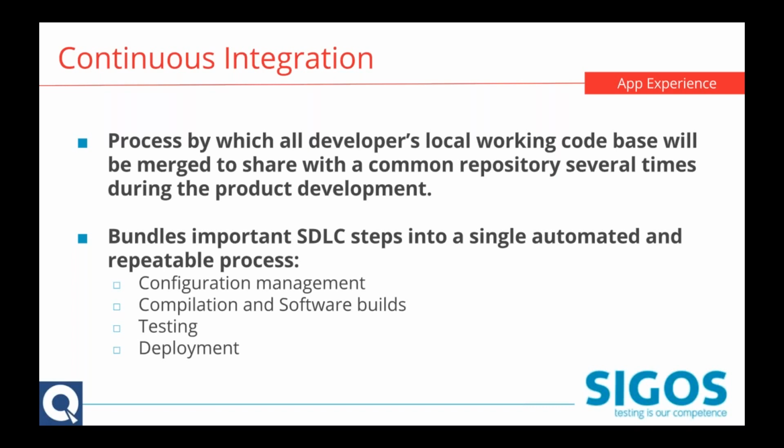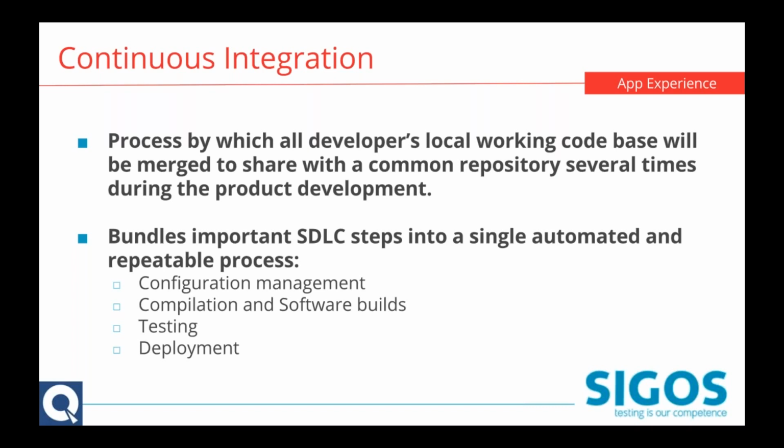So let's talk about continuous integration. It's not just a buzzword. Continuous integration is a process where your developers and testers are checking code into a common repository several times during a product's development at different phases. You might have two testers working on a specific feature, one developer, two testers working on a different feature, and one tester for that feature.